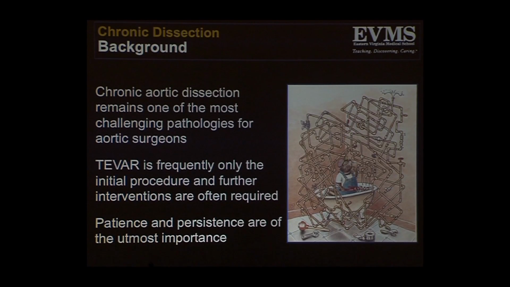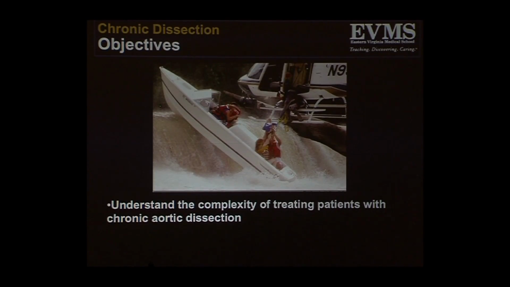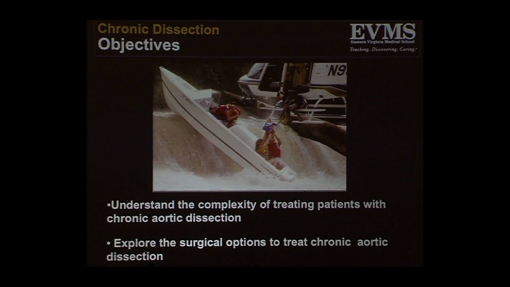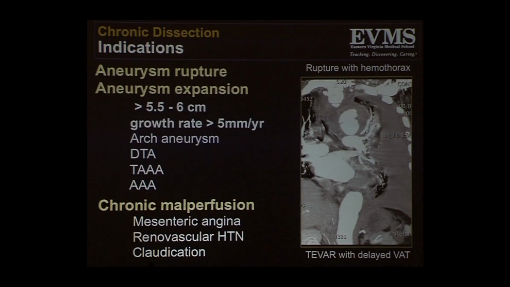When I look at chronic dissection, I think it's pretty much the most challenging pathology for us aortic surgeons to deal with. TEVAR is frequently only the initial procedure, and further interventions are quite often required. Patience and persistence are of the utmost importance. I have just two very simple objectives, and having clear objectives is essential. First, to understand the complexity of treating patients with chronic aortic dissection, and then to explore the surgical options to treat them.